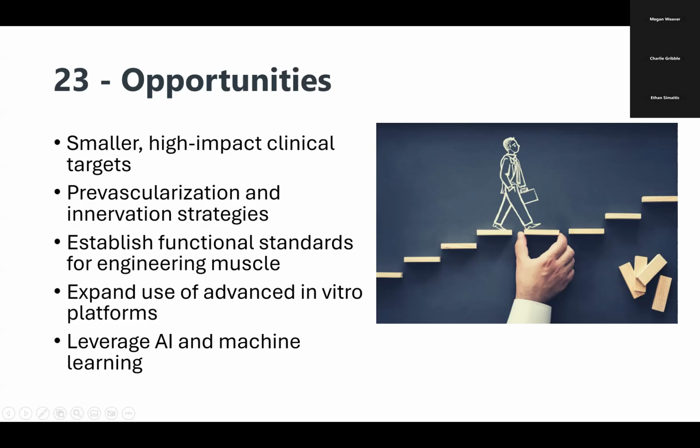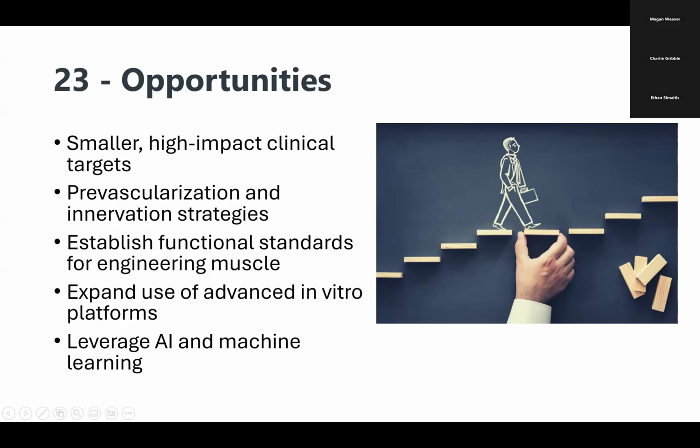Four, expanding use of advanced in vitro platforms. We've already mentioned these muscle on a chip systems, and there's some underused opportunity. They have a lot of benefits, and with the addition of force sensors and electrical inputs, these systems can simulate fatigue, training, or disease states, and offer a lot of valuable data at extremely low cost.